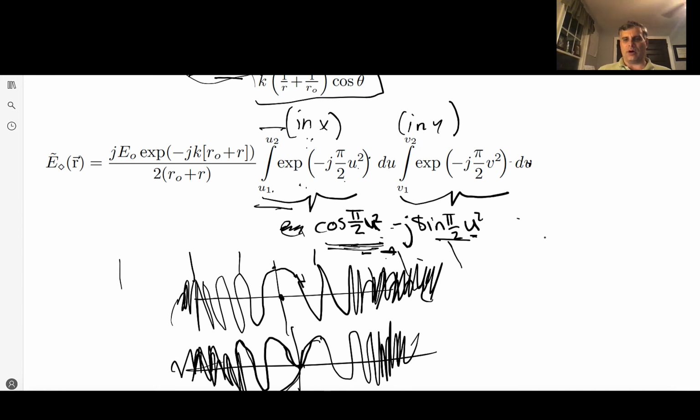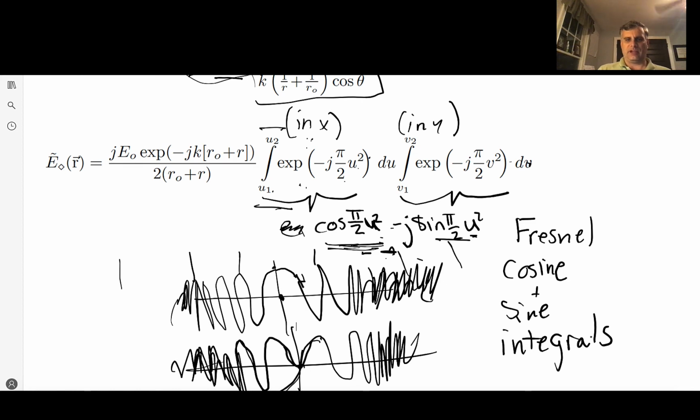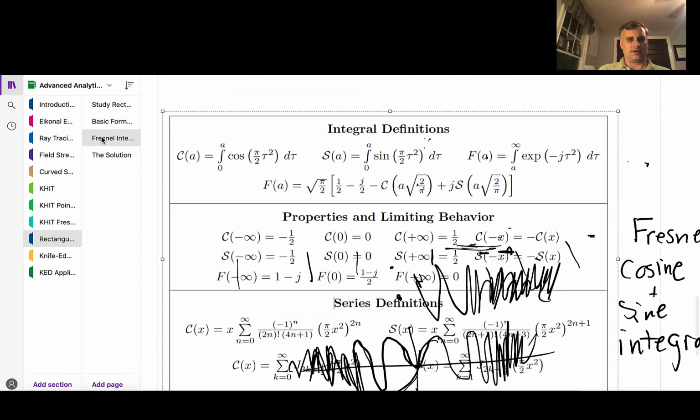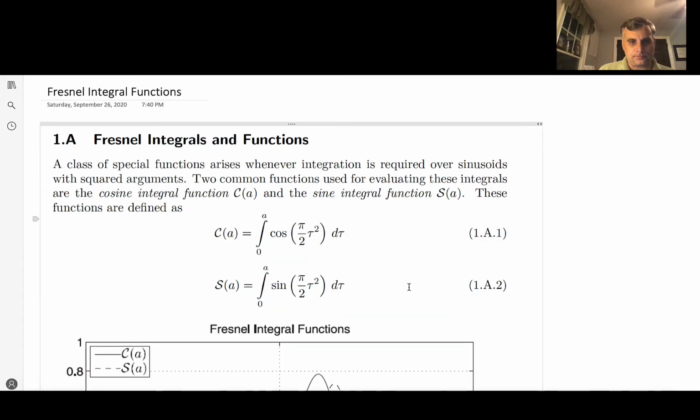Well, these happen so often in mathematics that we've kind of given them special names. These are the Fresnel cosine and sine integrals. Fresnel's integrals for sine and cosine. And we've got a lot of relationships that can apply to these. Okay, so let's keep going.